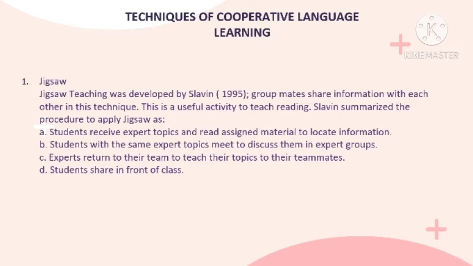Slavin summarized the procedure to apply Jigsaw as follows. A. Students receive expert topics and read assigned material to locate information. B. Students with the same expert topics meet to discuss them in expert groups. C. Experts return to their team to teach their topics to their teammates. D. Students share in front of the class.